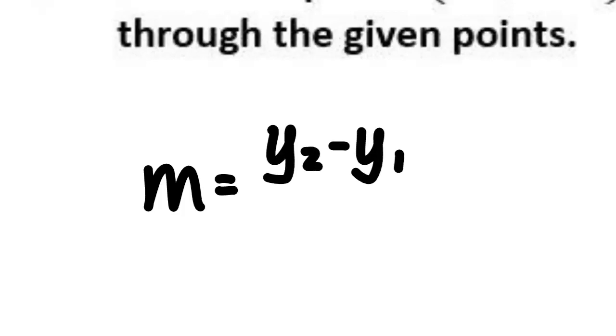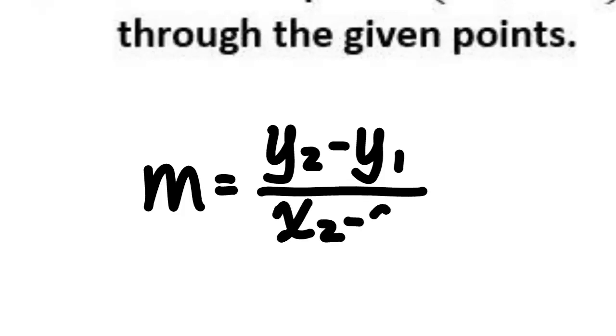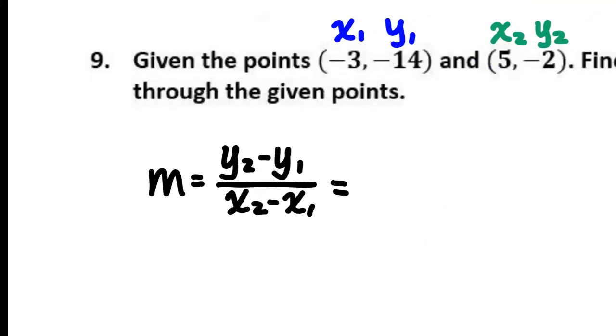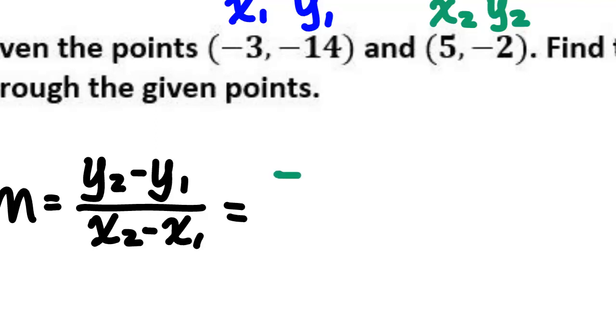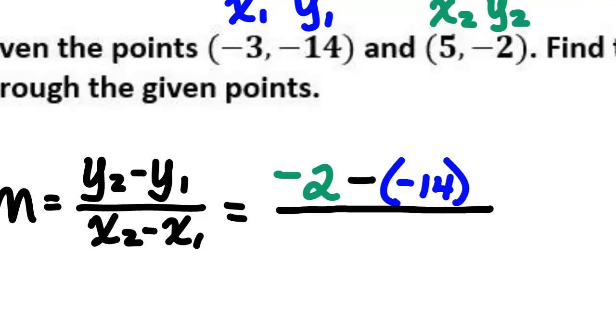So our formula for slope is rise over run. Rise is my y-axis, so that's y2 minus y1, over my run, that's my x direction, x2 minus x1. Then we substitute in, so y2, that's -2, minus y1, that's -14, over x2, that's 5, minus x1, -3.